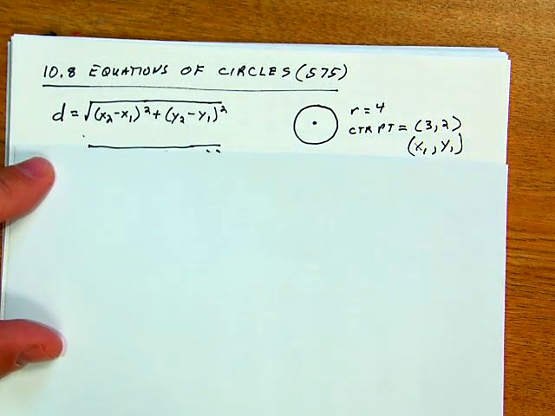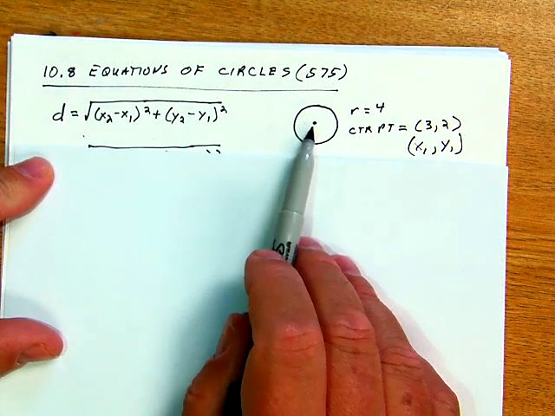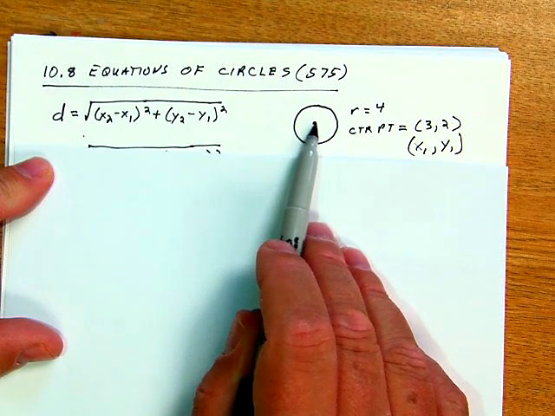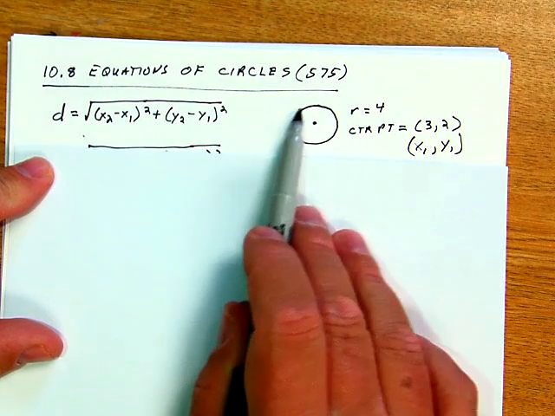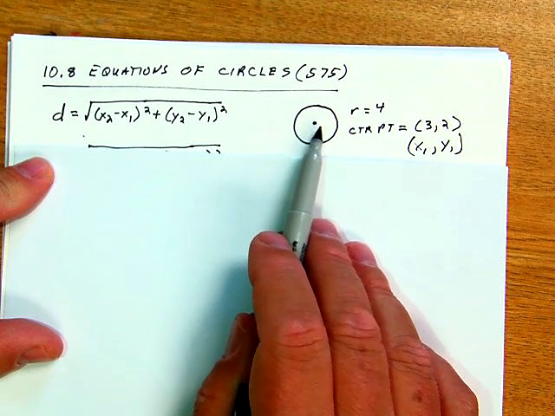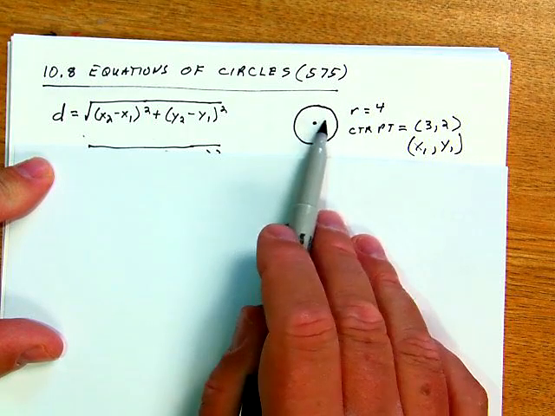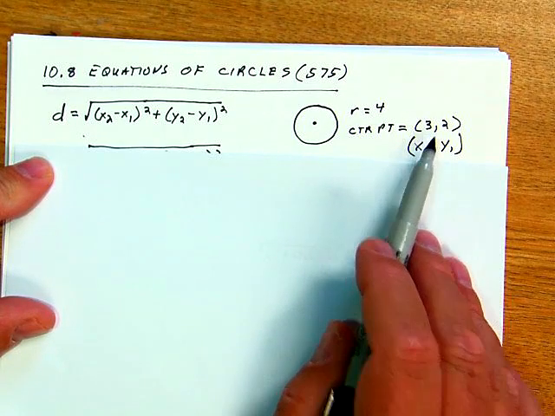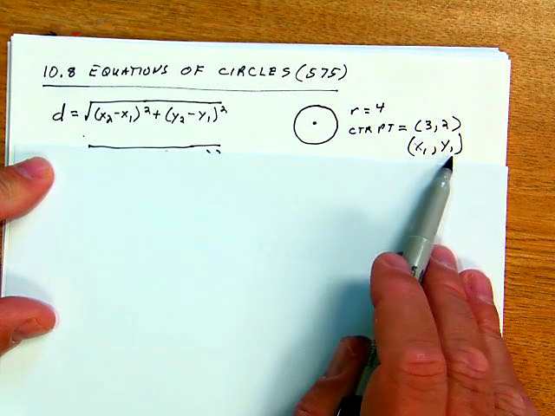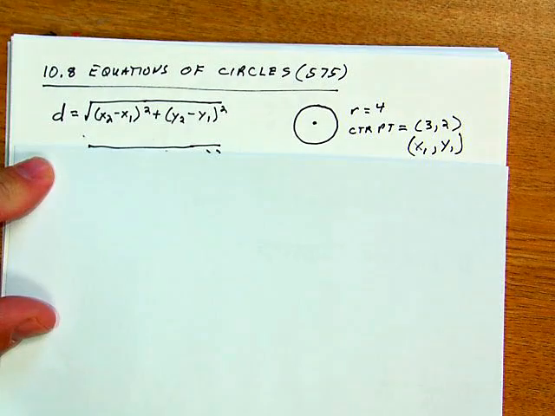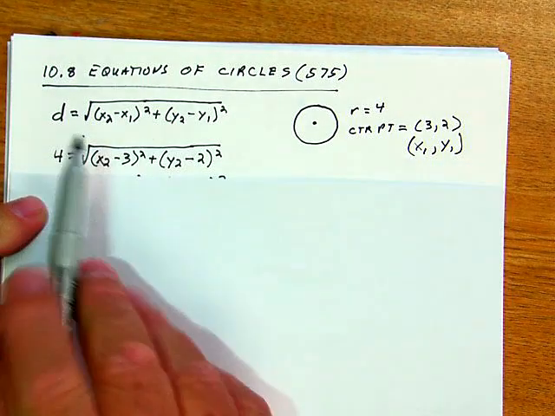Now let's take a look at the concept of a circle. In a circle we have a center point, no matter where it is, and we have a radius, and all the points on the circle are the same distance away from that center point, the radius. So if you were to take a center point, let's say 3, 2, use it as your x1 and y1 values, and plug it into the distance formula, you would get something that looks like this.